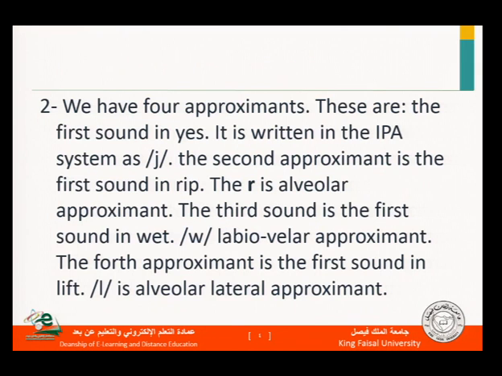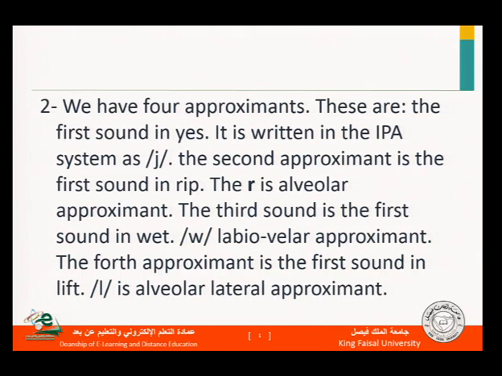We have 4 approximants. These are the first sound in yes. The first approximant is ya. Of course, if the ja, as you can see, is written between 2 slashes, this means it is not ja, it is a sound which is ya, like the first sound in a word like yes. So the first approximant is ya. The second approximant is the first sound in rip, which is ra.